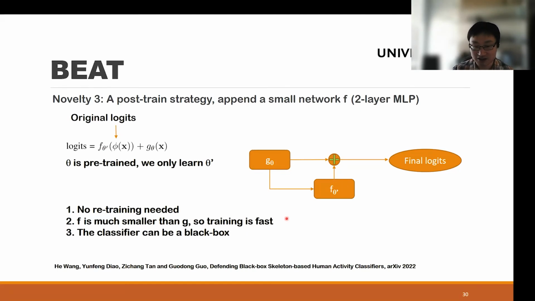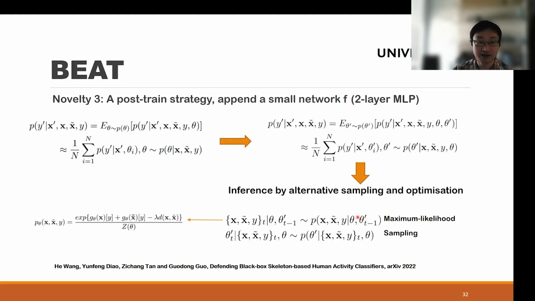Additionally, in this case, G can be treated as a black box. We don't have to know any details about G. We just have to know the input and output of G. So we focus on training the theta prime of F. How do we do this? Adding this essentially turns this prediction problem into this one. The only difference between these two is the introduction of theta prime.